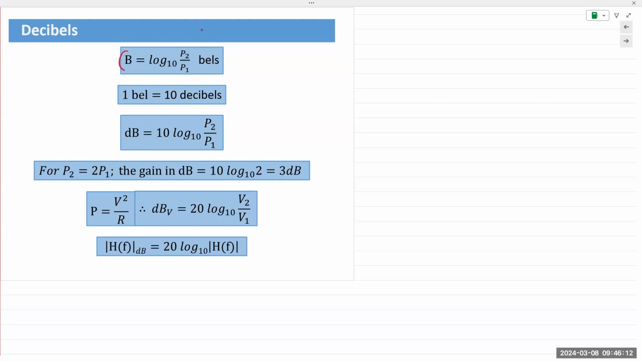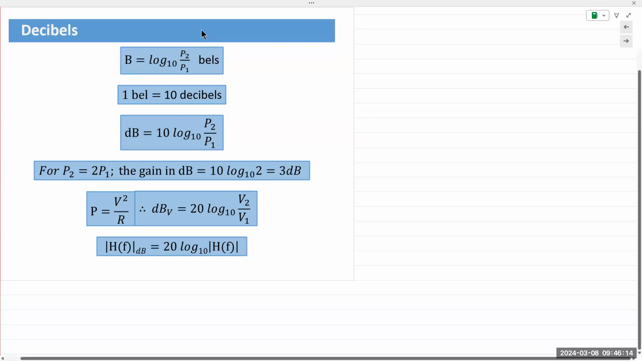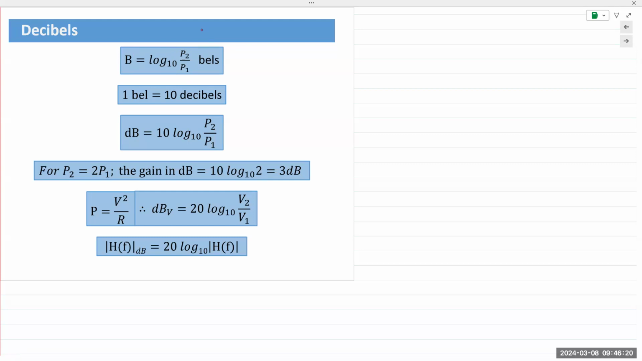So 1 uppercase B is the log of the ratio of the two powers. That becomes Bell's. To make that quantity even bigger, they came up with a unit prefix. If you remember from the first day of class, where I had the unit prefix table in chapter 1: deci, centi, milli, right? 1,000 millimeters is equal to 1 meter.